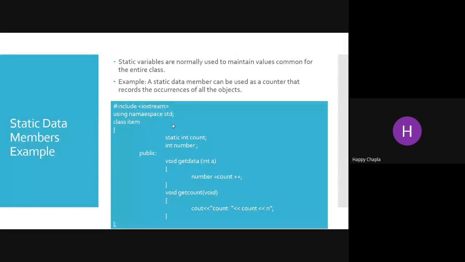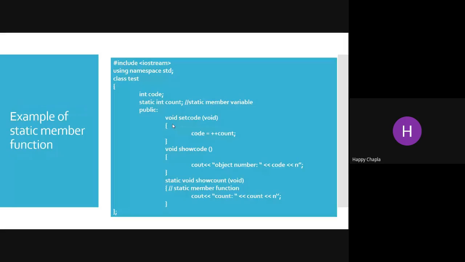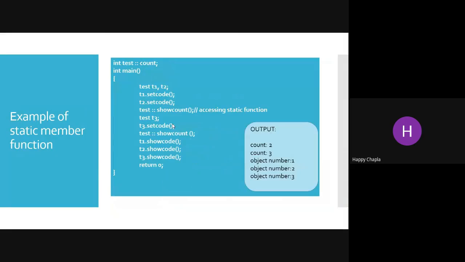Now, we have some characteristics. Our static function can have access to only other static member functions as well as the variables declared in the same class. So using the static function, I can use those static members. Second characteristic: a static member function can be called using the class name. We'll discuss that in our example.